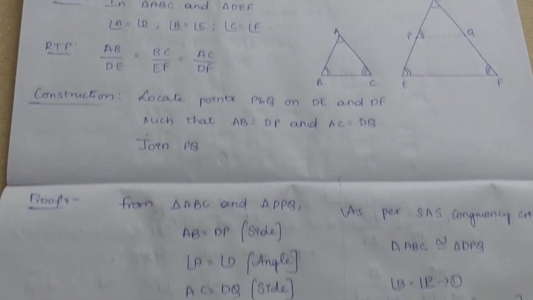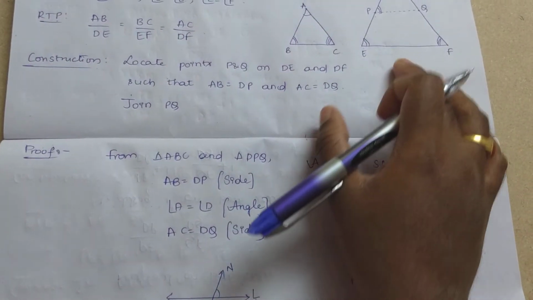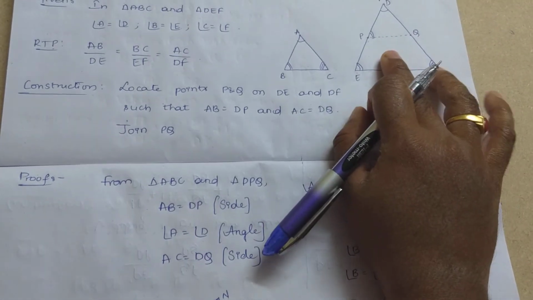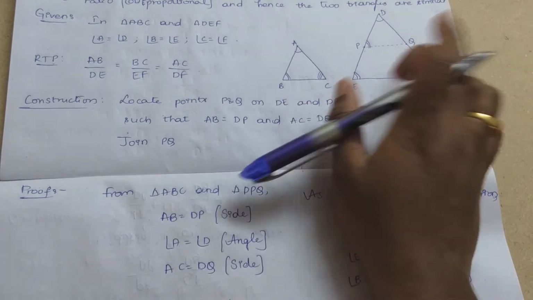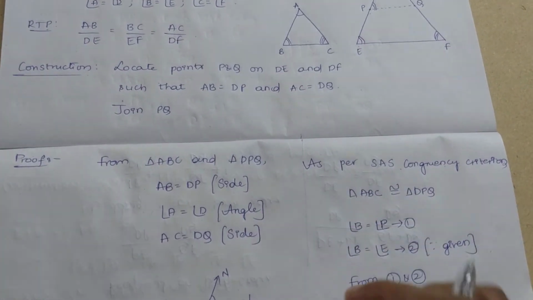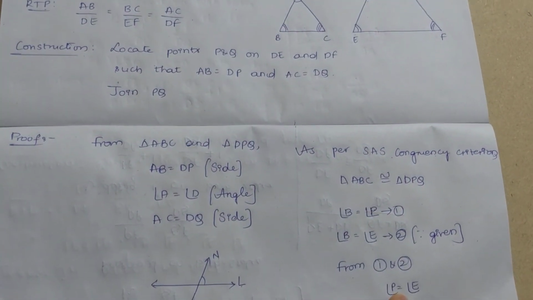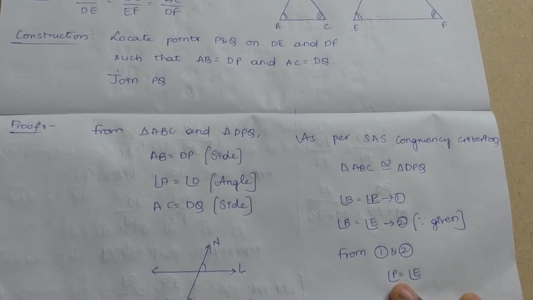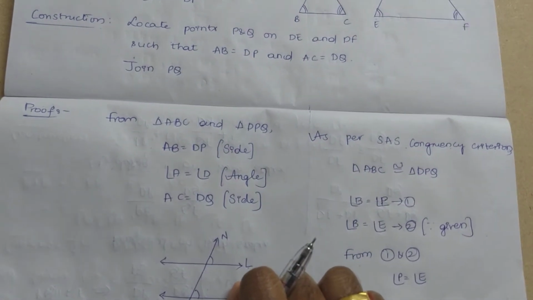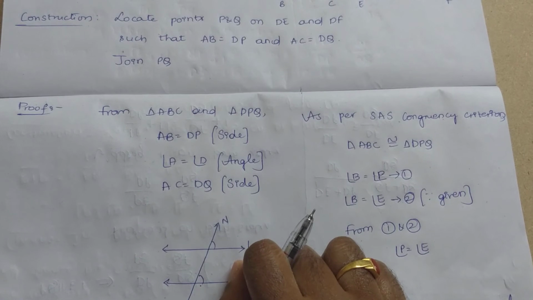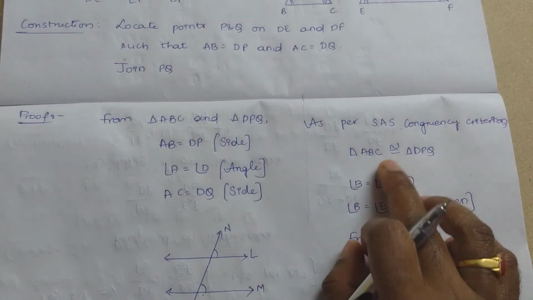After that let's move on to the proof part. In the proof part, when you see the two triangles ABC and DPQ, angle A equals angle D, AB equals DP and AC equals DQ. So it means that two sides and one angle are equal. When in two triangles two sides and one angle are equal, then as per the SAS congruency criterion, both triangles are congruent to each other. When two triangles are congruent, it means that their corresponding angles are equal. So angle A equals angle D. This we have got in the given part only.